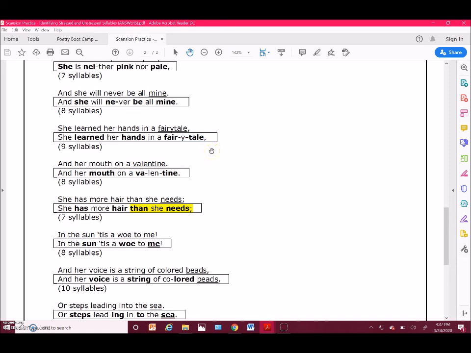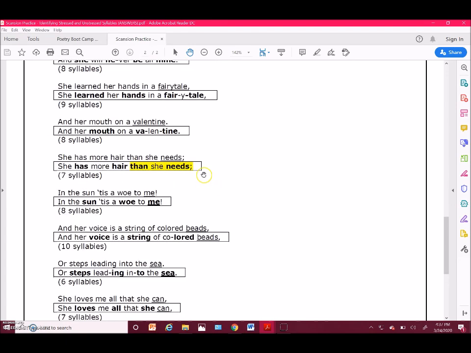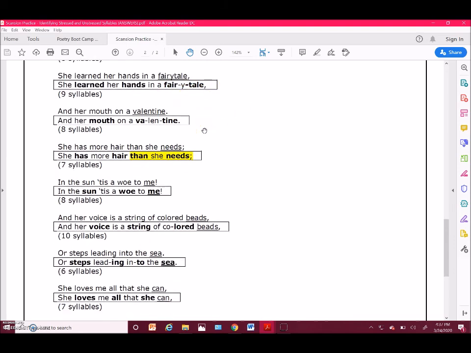So, it's not so much that the lines have to conform to a certain meter, although some forms of poetry do require a certain type of meter. But this is more so just an evaluation of the rhythm, and to see if patterns do emerge. So I think if we found any other lines that have this 3-syllable here, she learned her hands in a fairy tale, I think that would probably fall in the same type of meter. Alright.